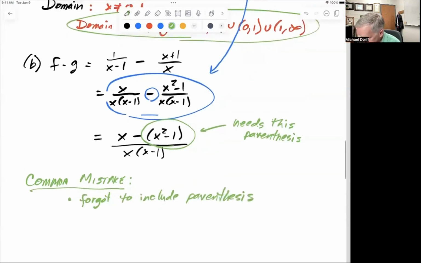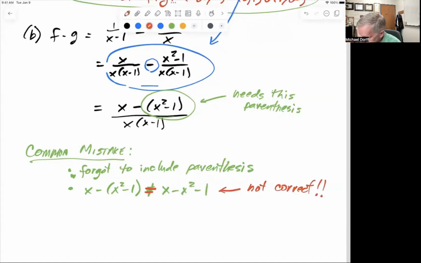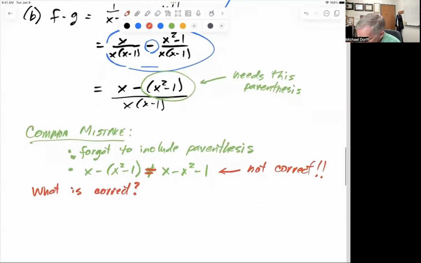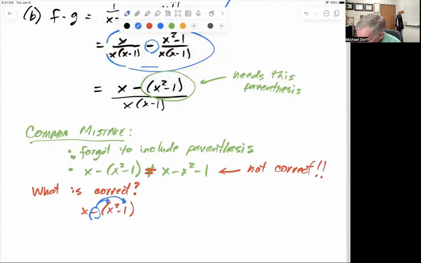And then the second common mistake is even when you have the parentheses here. What is x minus parentheses x squared minus 1? Well, what some people would do is this, and that's not correct. That doesn't equal that. What is correct? If I do x minus x squared minus 1, I need to distribute this negative to both terms to get x minus x squared. And then I have a minus negative 1. So that's going to be plus 1.